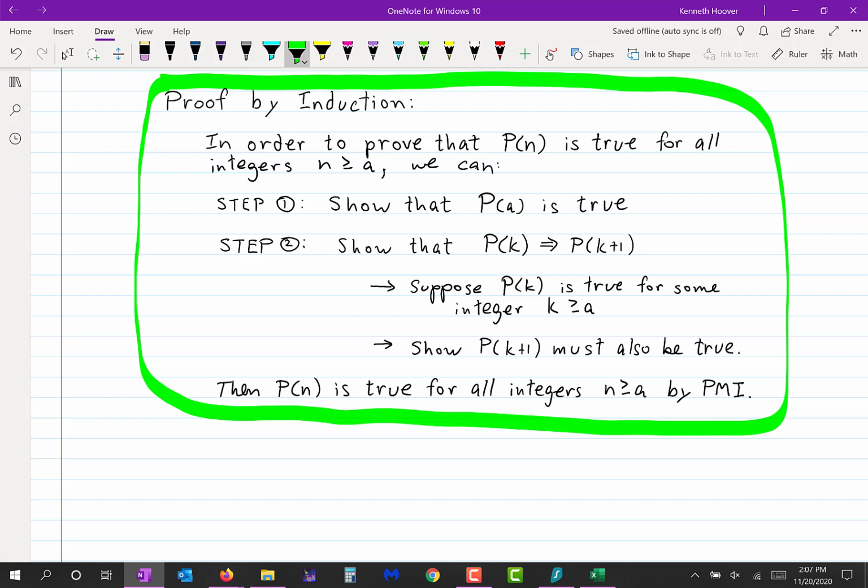A little bit of vocabulary for you. This part, step 1, is usually called the base case. And the first part of step 2 is called the inductive hypothesis.